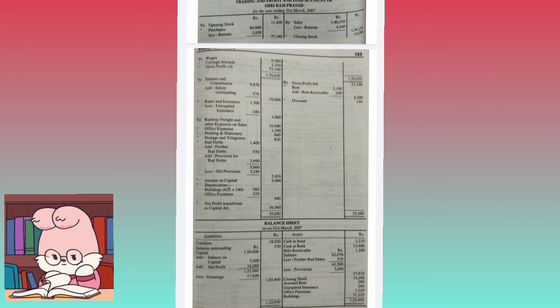So this 25,000 is the amount of old buildings, so we have the 2.5% as depreciation. 25,000 into 2.5% comes to 625. Okay, this 625 take to the debit side of the P&L account and deduct this 625 from the buildings balance in the balance sheet.